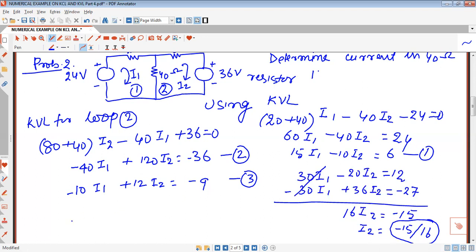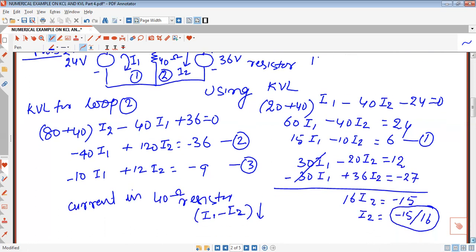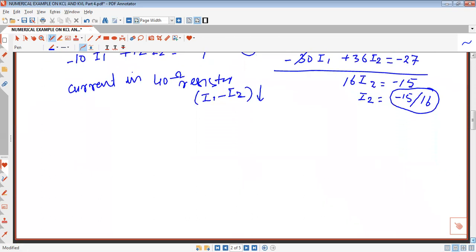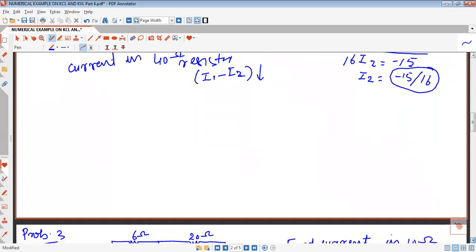So the current in the 40 ohm resistor will be I1 minus I2 if we are taking downward. If you are taking upside, then it will be I2 minus I1. So this is our second problem. I1 and I2 can be solved very easily, just a two variable equation. Some calculation portion I am leaving for you. You can solve it very easily.